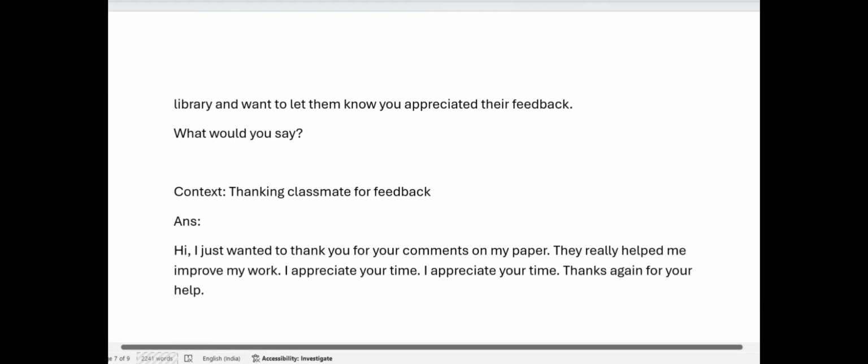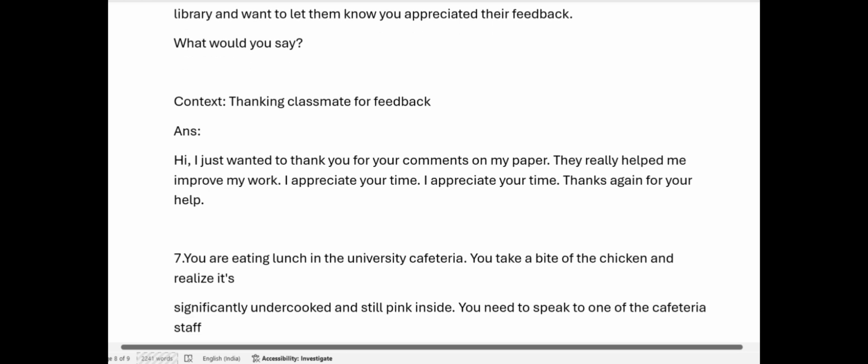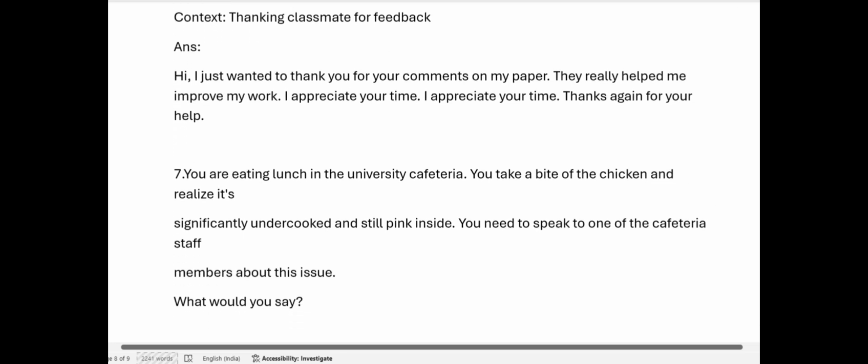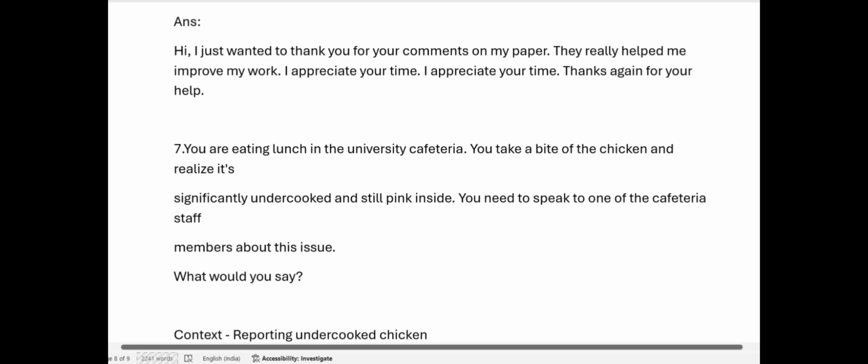Question number 7. You are eating lunch in the university cafeteria. You take a bite of the chicken and realize it's significantly undercooked and still pink inside. You need to speak to one of the cafeteria staff members about this issue. What would you say? What is the context again?